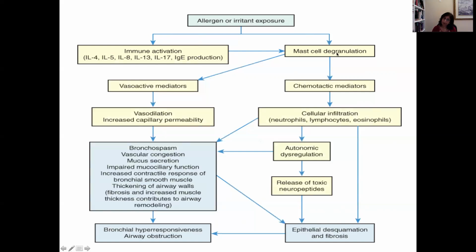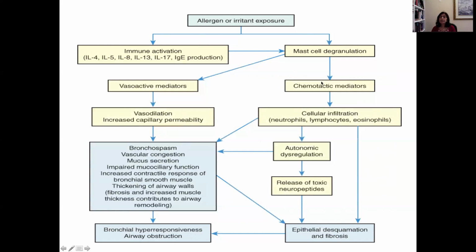or if it was previously exposed, direct activation of mast cell and vasoactive mediators are released, vasodilation, increased capillary permeability, and bronchospasm, vascular congestion, mucus secretion, impaired mucociliary function, increased contractile response of bronchial smooth muscle, thickening of airway walls, fibrosis and increased muscle thickness contributes to airway remodeling. So all of this was discussed before, and bronchial hyperresponsiveness and airway obstruction.